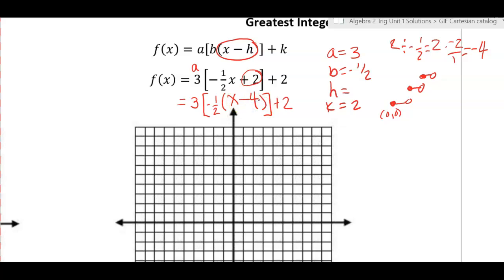So I'll ask again now, what is my h value? 4, okay? So good pull back there at the beginning. Right, so how do I interpret this information?